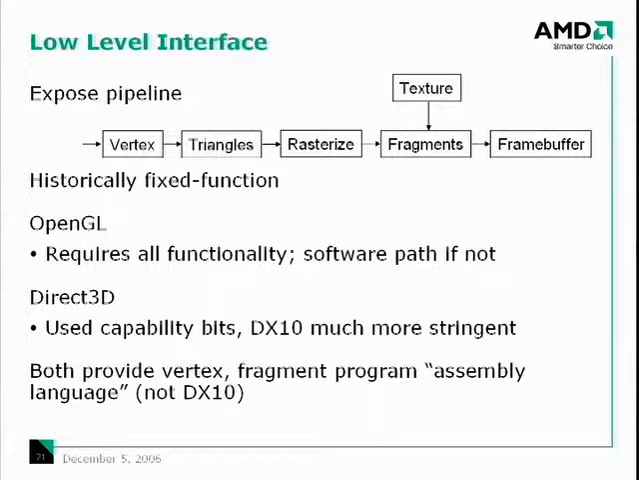OpenGL and Direct3D took two different approaches to this. OpenGL required all the functionality that was in this pipeline. It had a lot of features, and you had to go through a software path if you didn't have the features somehow. Direct3D took a different approach, which was to use capability bits, which would say which things were in there and which weren't. With DirectX 10, this has all become a lot more stringent. DX10 has almost gone the path where you had better have all functionality, and you had better not do it in software either.